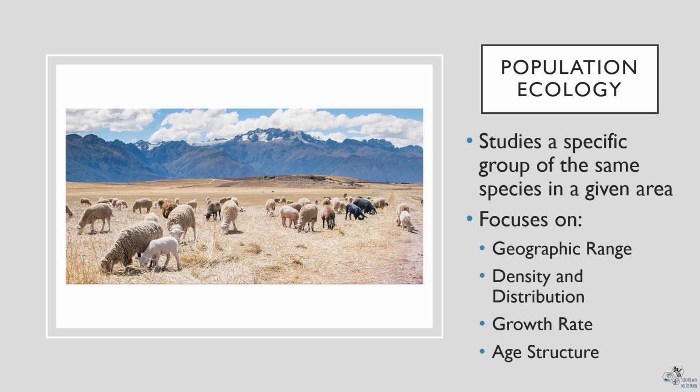So for today's discussion, we're looking at the population level, so all of the individuals of a specific species in a given area. And this aspect of ecology focuses on what's the geographic range, how densely distributed are these individuals in this population, what's the growth rate of the population, things like that.